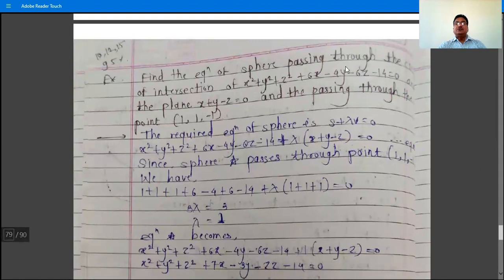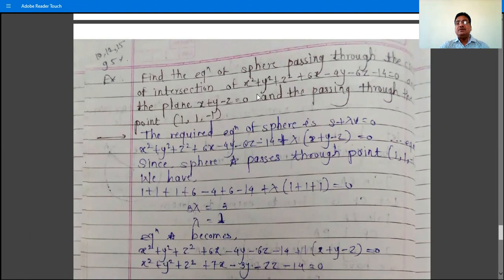Find the equation of the sphere passing through, or containing, the circle of intersection of the sphere x square plus y square plus z square plus 6x minus 4y minus 6z minus 14 is equal to 0, and the plane x plus y minus z is equal to 0, and passing through the point 1, 1, minus 1. So the required equation of the sphere is S plus lambda V is equal to 0.